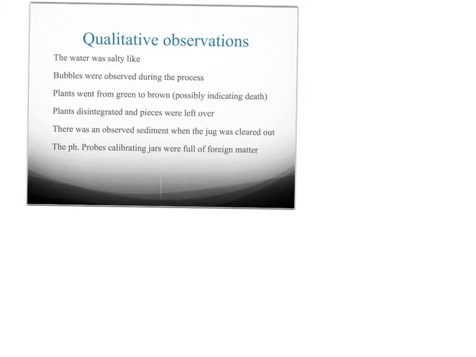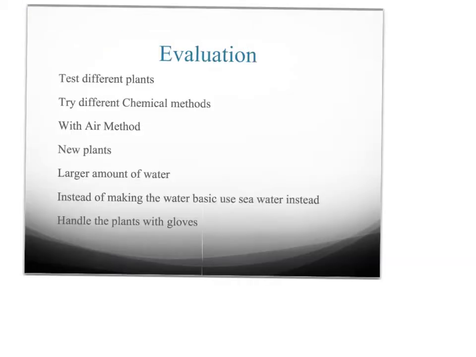When we cleared out the jugs, we observed a small sediment of whitish powder on the bottom of each of the jugs, which could indicate that not all of our hydrogen bicarbonate was dissolved. And the pH probe calibrating jars were full of some foreign matter which we could not identify that could have messed with our pH probes when we calibrated them. And so during our experiment, we came across certain thoughts that might give us more ideas what to further investigate.